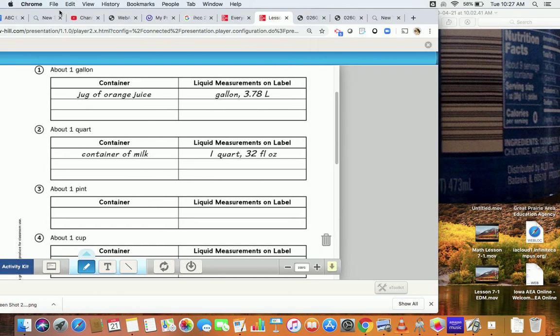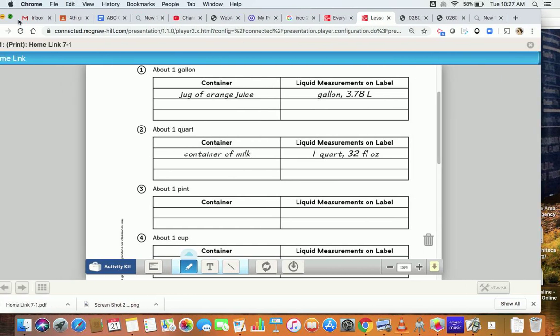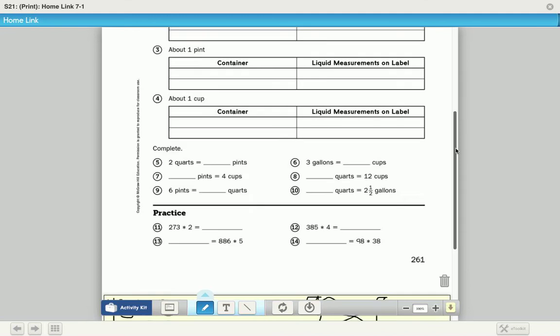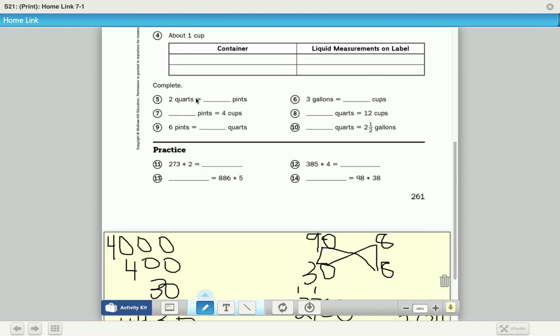Okay, I'm going back to the rest of the homework. Number 5, you were changing quarts into pints. There are 2 pints in every quart, so you would do 2 quarts times 2 would be 4 pints. There are 16 cups in 1 gallon, so you do 3 times 16 would be 48. You're changing cups into pints for this one, so there's 2 cups in every pint. So 1 pint would be 2 cups, 2 pints would be 4 cups, so it would be 2 for our answer.